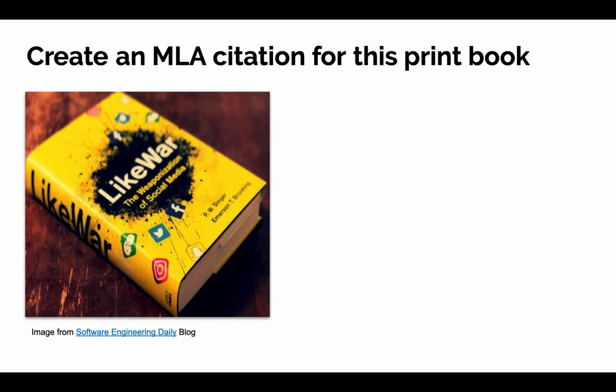Let's put this to practice and create an MLA citation for this print book, Like War. First, we've identified that it's a print book, and next we'll need to identify the required ingredients in order to cite a print book. So first we'll need the authors. Here I've listed the authors, P.W. Singer and Emerson T. Brooking, which are found on the front cover of the book.